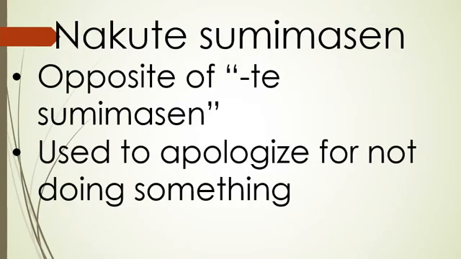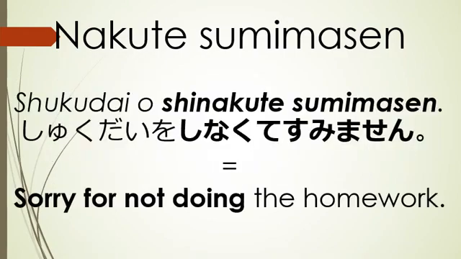And finally, we have nakute sumimasen, and this is going to be used as the inverse of te sumimasen. We use this to apologize for not doing something. So, if I said, shukudai o shinakute sumimasen, that would mean sorry for not doing the homework.